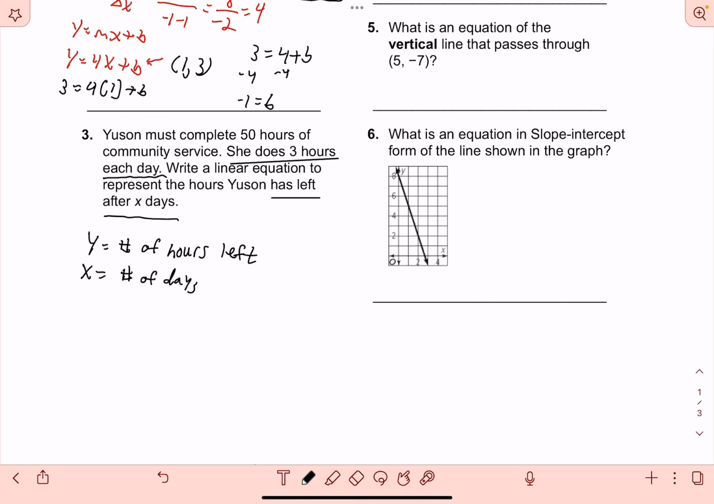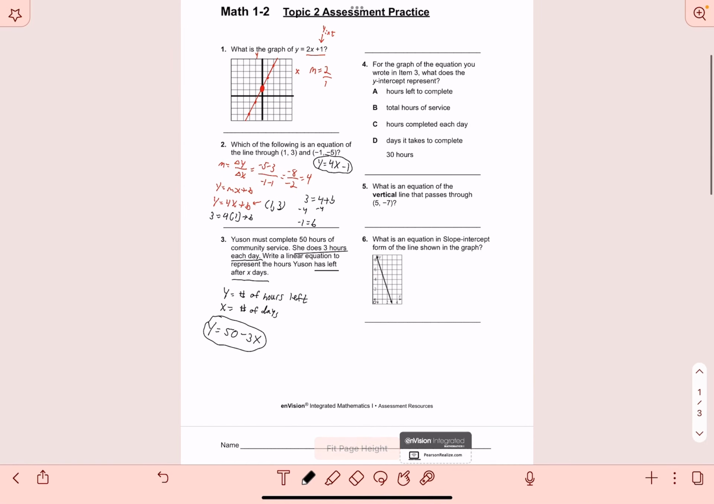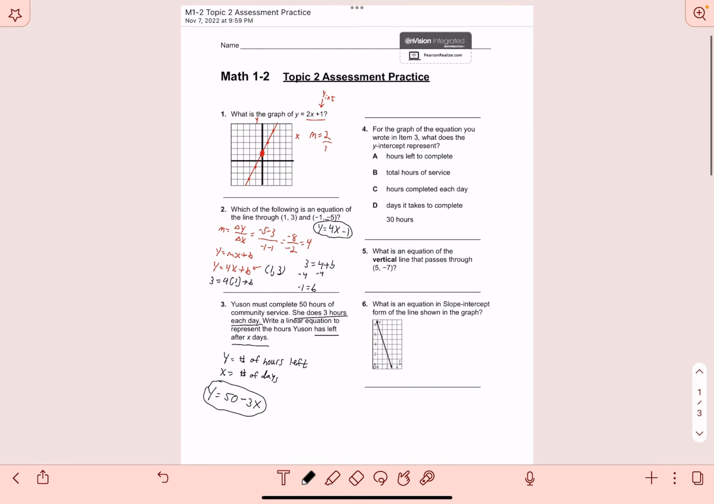The number of hours left to work is going to equal, well, it's going to start with 50, because that's how many she needs to work, or he. I don't even know if Yusan is a male or female name. And then each day she loses 3 hours. She does 3, so it's minus 3x. That is your equation. That would be the equation you write.